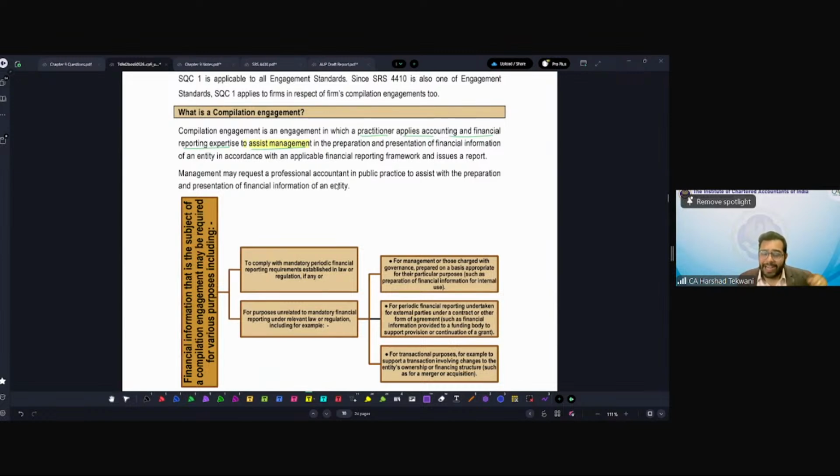If the practitioner assists the auditor, then he will become either another auditor or he may become the auditor's expert, and then it is covered by the SA 600 series that we have discussed. Or you can say assisting the auditor can become part of the engagement team also. But here we are assisting the management.